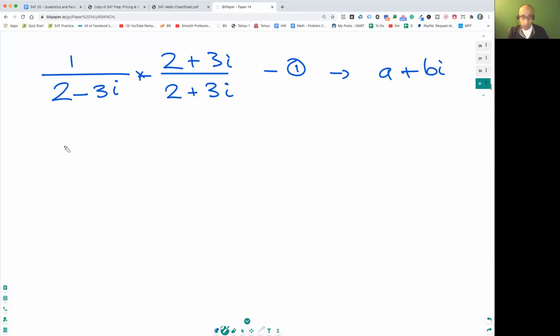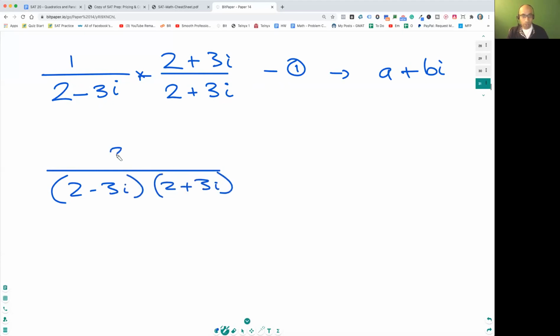Now what are you going to do over here? You are going to multiply 2 minus 3i times 2 plus 3i, and I'm going to give you a shortcut for this. The top is just going to be 2 plus 3i. Now, what do you do at the end? You don't need to FOIL this. You don't need to FOIL complex conjugates. I'm going to give you the shortcut.